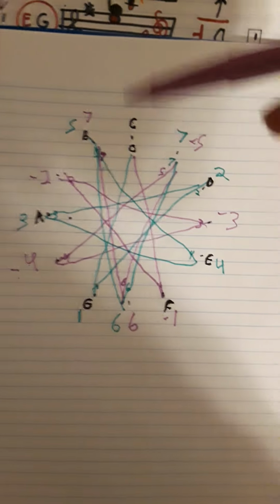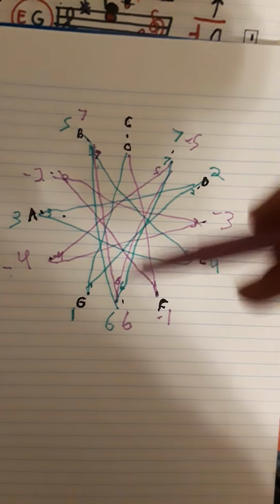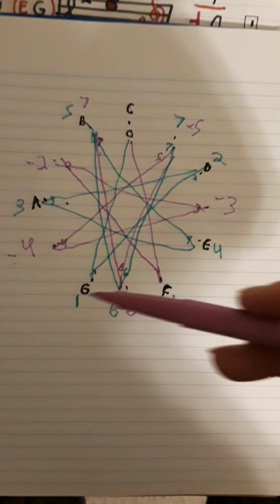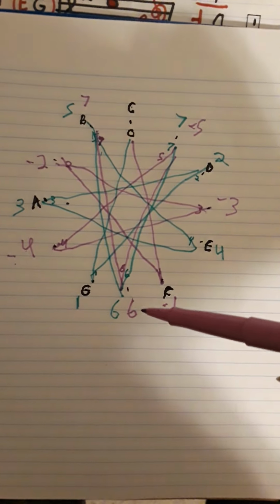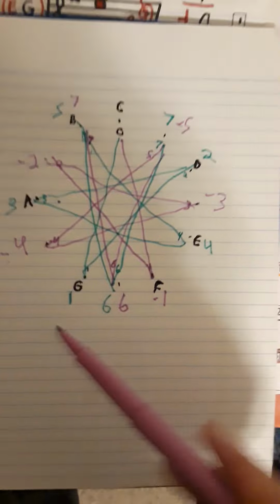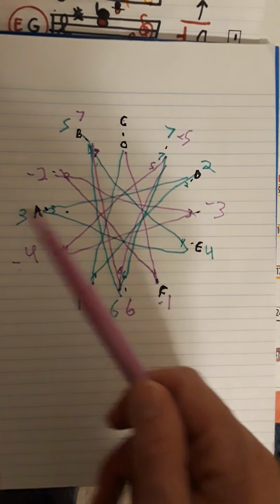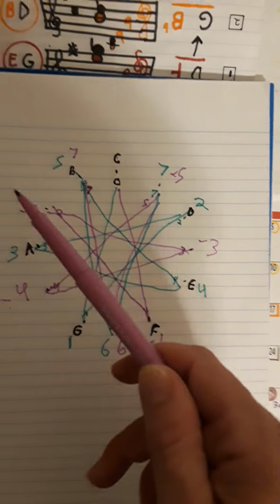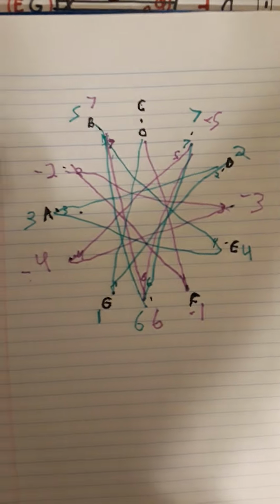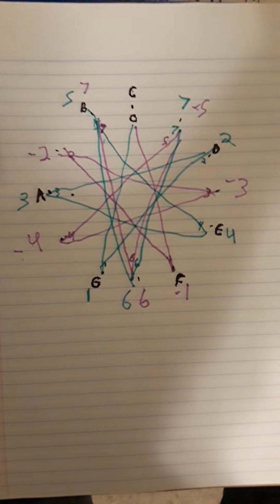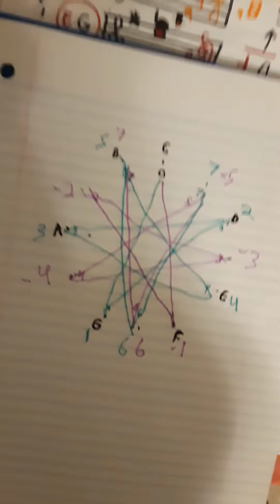And then also notice how the 6 is right there. 1, 1. And then we got the 4, 4, 3, 3, 2, 2. And the 5s and 7s and 7s and 5s, which all mirror each other, interestingly enough. So that's the major scales.